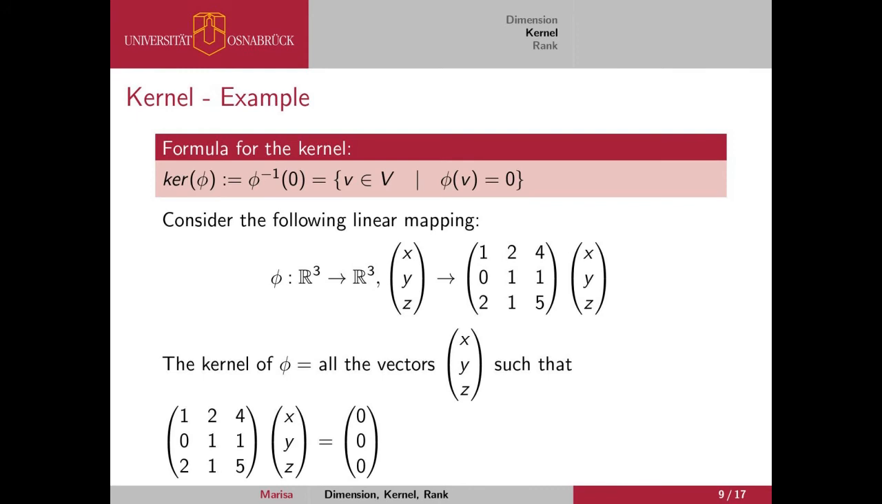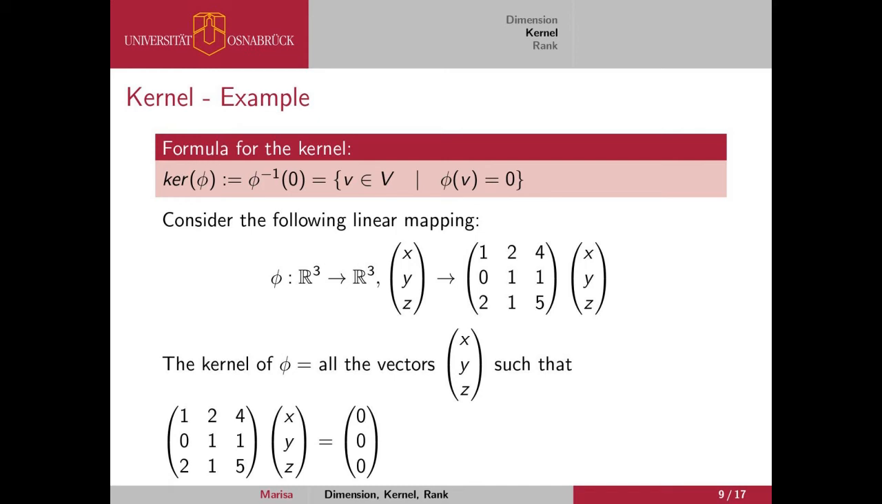Here I prepared an example for you to calculate the kernel of a linear mapping and to show you this within an example because the formula looks quite complicated. So the formula here is on top again, and the linear mapping we are considering is phi, which maps from R3 to R3. So it takes in a three-dimensional vector x, y, z, and maps via this transformation with the matrix to the vectors in R3 again.